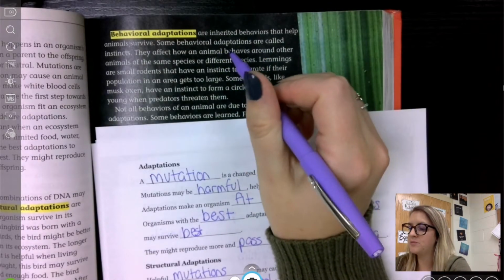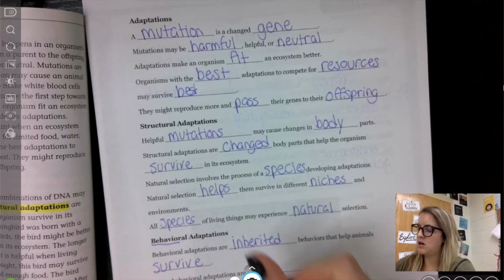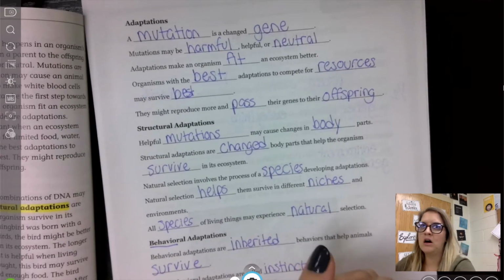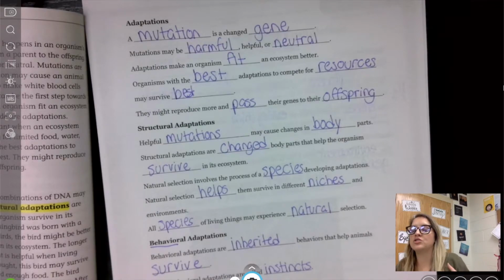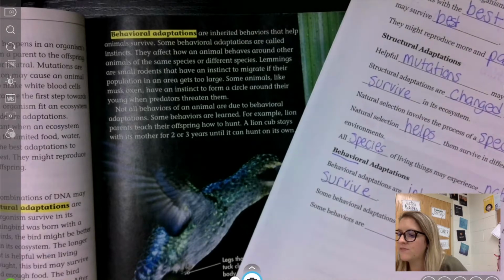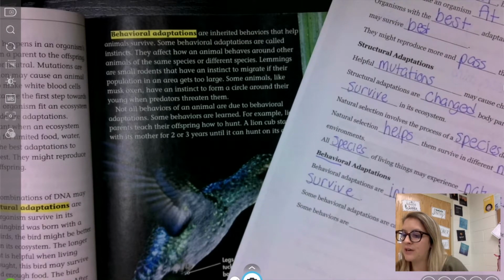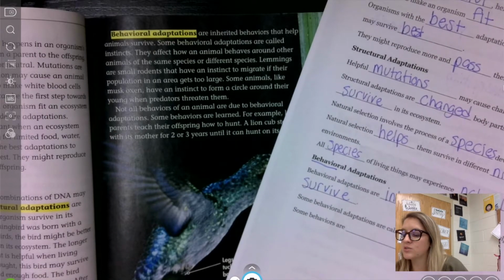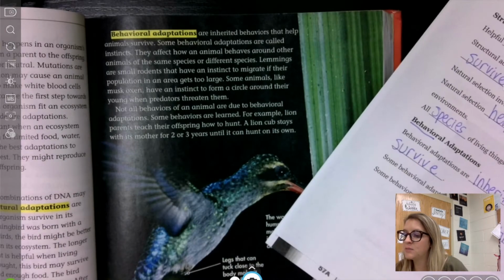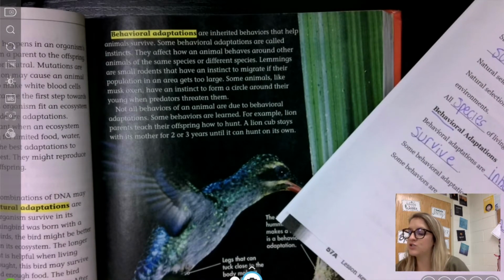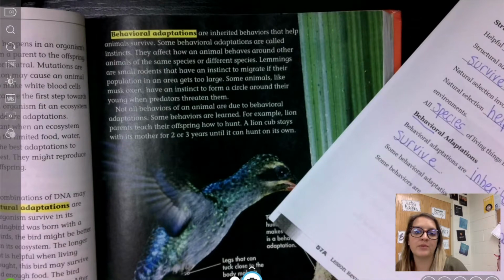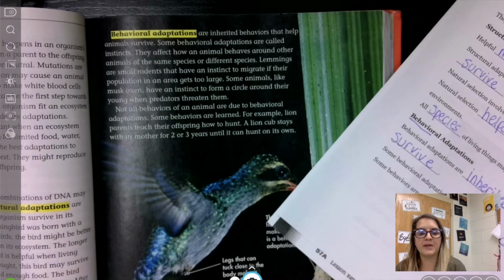Some behavioral adaptations are called instincts. So as humans, we also have instincts. We know different things to do or not do just because of instincts. They affect how an animal behaves around other animals of the same species or different species. Lemmings are small rodents that have an instinct to migrate if their population in an area gets too large. Some animals, like the musk oxen, have an instinct to form a circle around their young when predators threaten them.